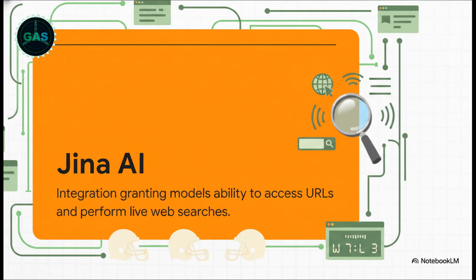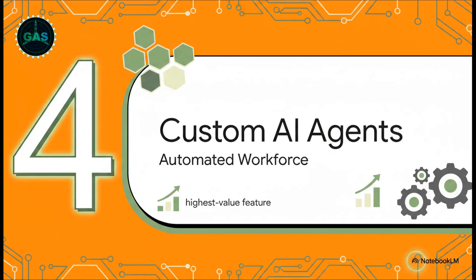To break out of those information silos, the Chat Hub lets you equip your models with specialized tools. Let's look at Jina AI, for example. By simply pasting a free API key into a credential block, you grant the AI the ability to perform live web searches. So you can ask it something like, what is the Chicago Bears' current record? And instead of just hallucinating an answer, it actually triggers the tool, searches the web, and pulls accurate, real-time data straight into your chat.